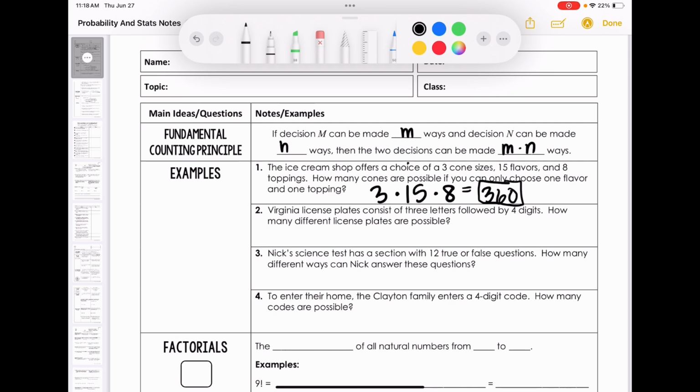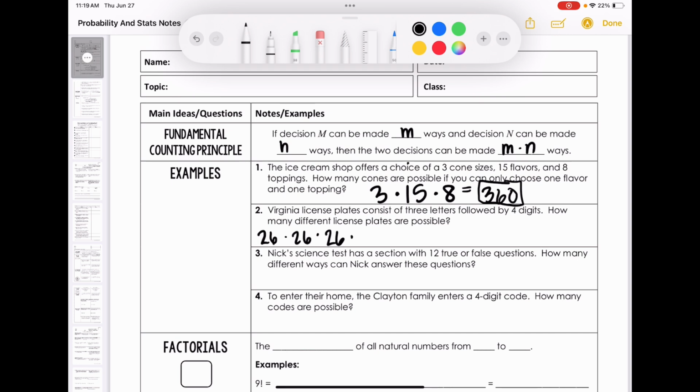Virginia's license plates consist of 3 letters followed by 4 digits. How many different license plates are possible? All right, so 3 letters. So in the alphabet, there's 26 letters. So for the first letter, there's 26 options. The second letter, there's 26 options. And the third letter, there's 26 options.